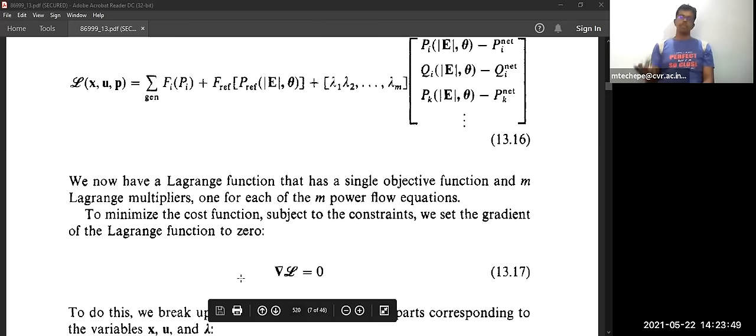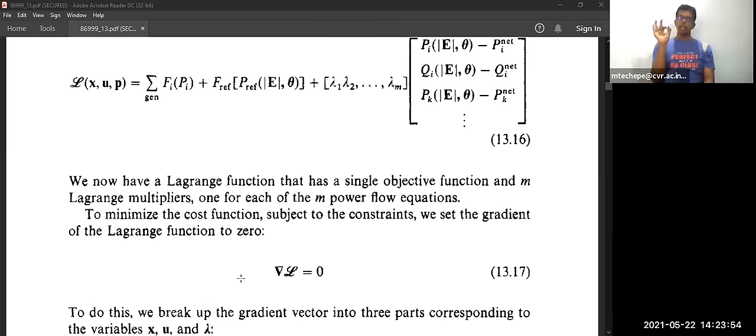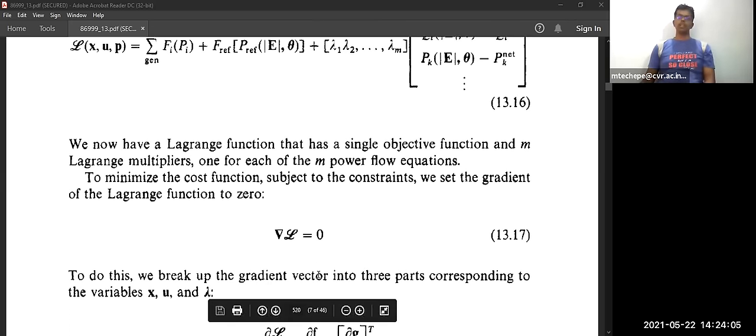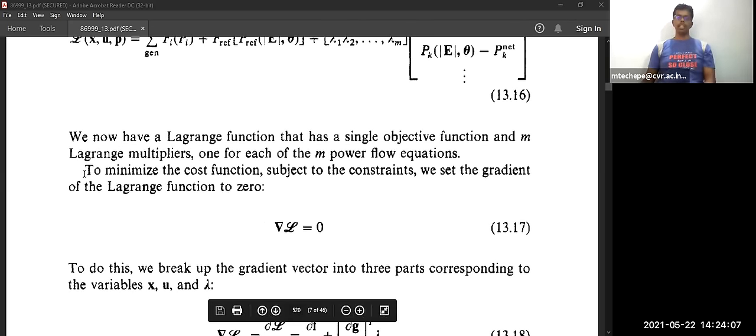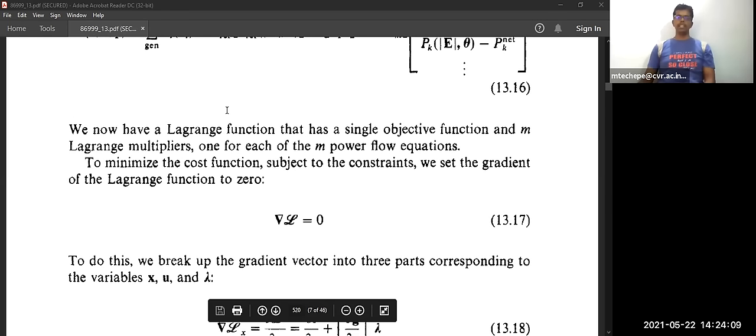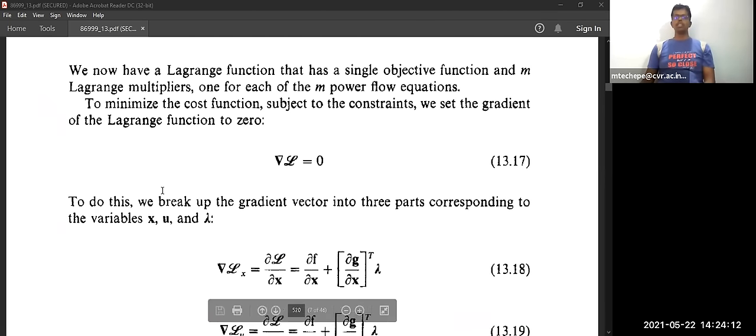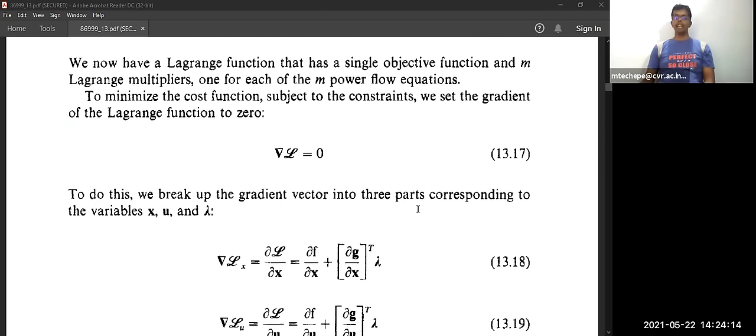Next step, after framing the Lagrange's function, we have to differentiate and equate it to 0. So like dou L is equal to 0, differentiation with respect to L and equate it to 0. To do this work, we have to break up the gradient vector into 3 parts corresponding to the variables x comma u comma lambda.